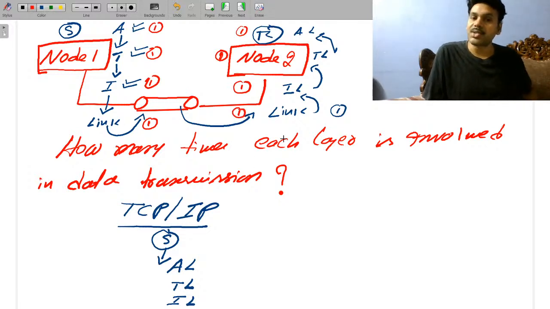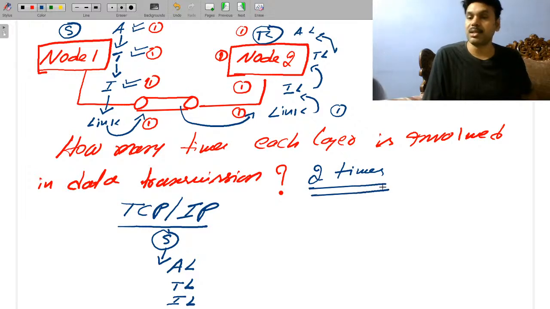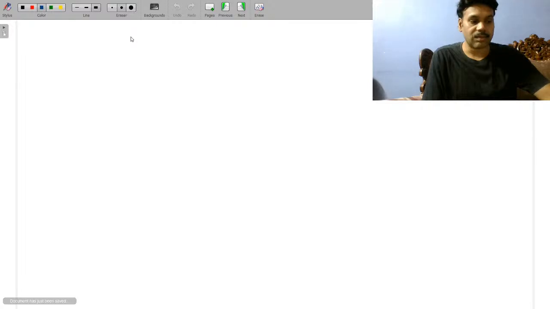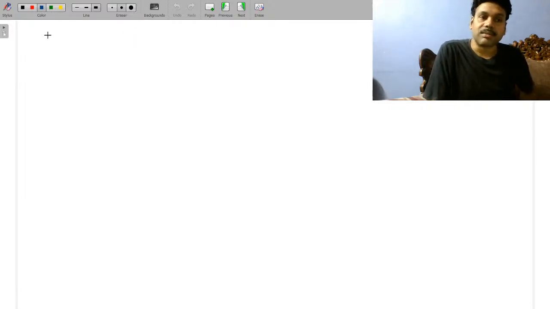So finally, he asked how many times each layer is involved in real-time data transmission. Each layer is involved two times. One at the sender side, one at the receiver side. So now, if I give another example here, what this example is saying is there is a node 1 who is acting as a sender and there is a node 2 who is acting as a receiver.